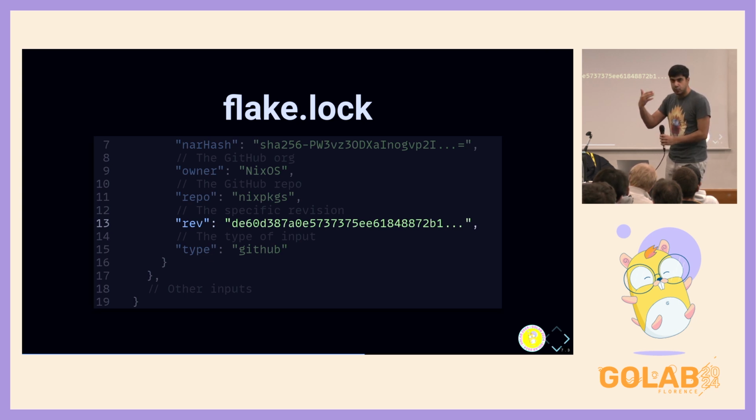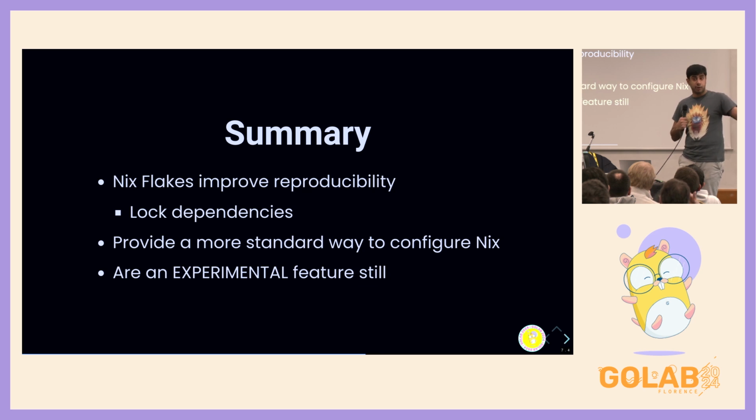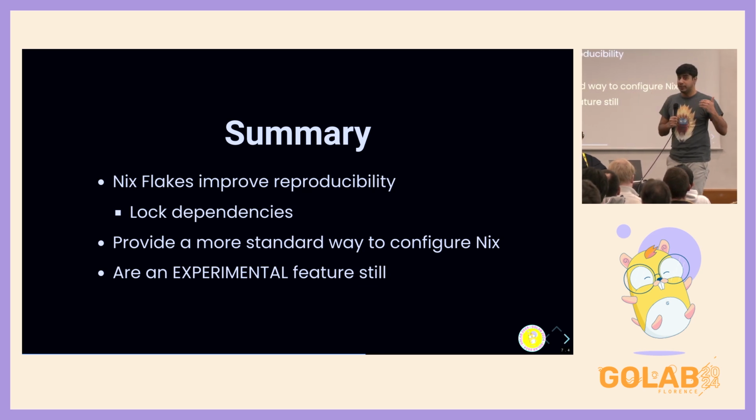It's an explicit thing you are doing yourself, and you can do this on a per project basis. To summarize this: Nix flakes improve reproducibility by locking our dependencies. They provide a more standard way to configure our Nix system because flake.nix becomes the main.go file. But they are still an experimental feature, so there could be breaking changes.